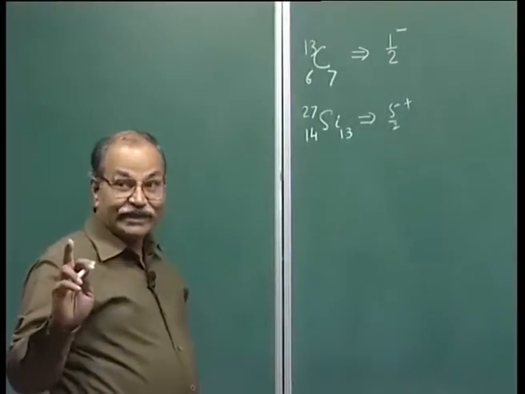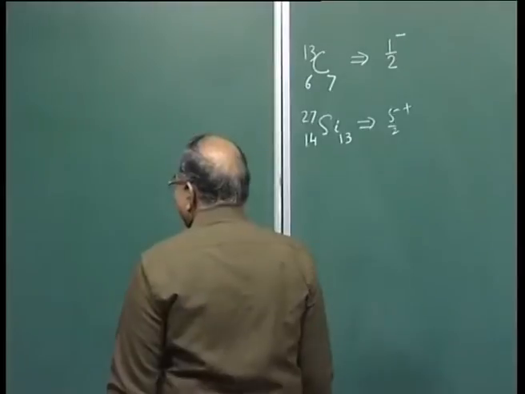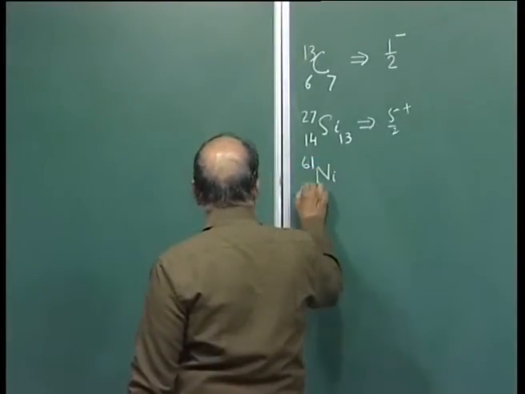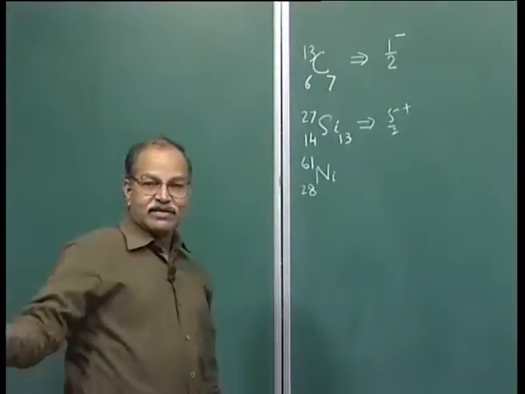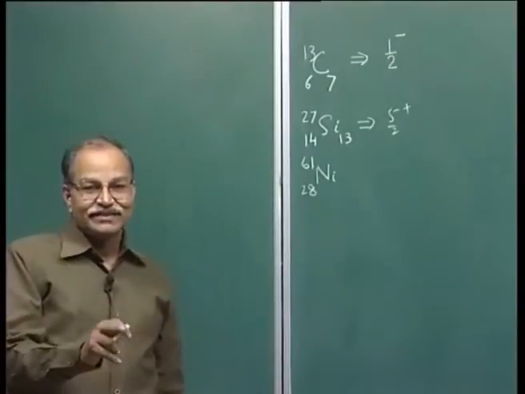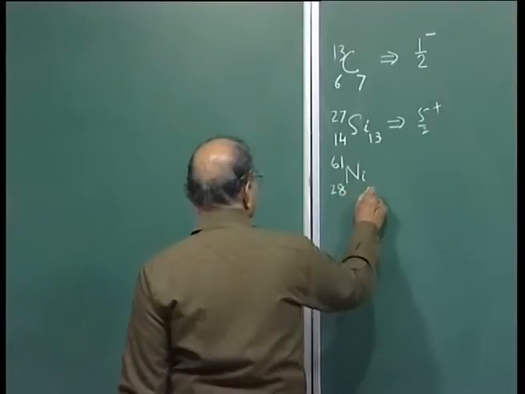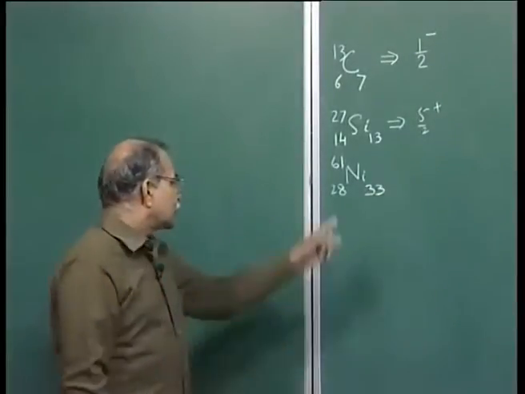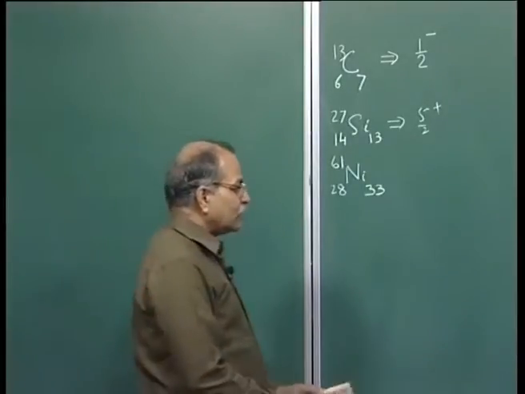And I give you one exception also, and that is nickel 61. For nickel Z is 28: iron, cobalt, nickel. Iron is Z equal to 26, then 27 and 28. So nickel is 28. So how much remains? 33. Total is 61, correct? So now let us work it out.